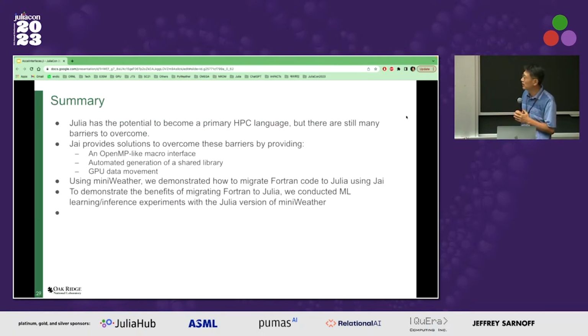So as a summary, I have shown that we need to focus on the migration of existing code for Julia to be a primary HPC language, and JACC, the Julia Accelerator interface, is created to support that kind of migration.